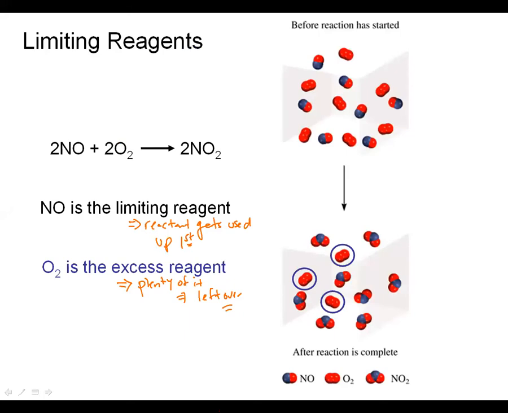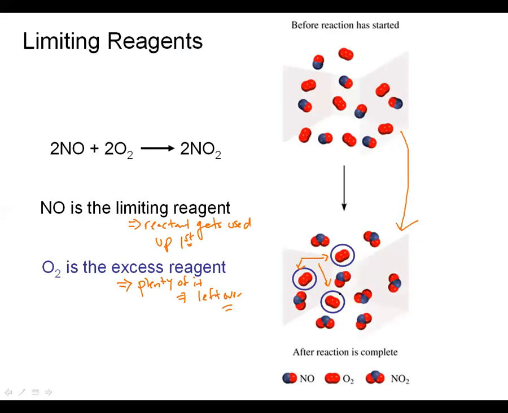So in the example on the right, the O2 is the two red circles. The NO is the red and blue circle. And we're going to make NO2, which is two reds and one blue. And you can see that as we transition from top to bottom here, all of the NO, which is the red and blue circles together, are gone. But we still have some of the O2 left, which is our excess reagent.